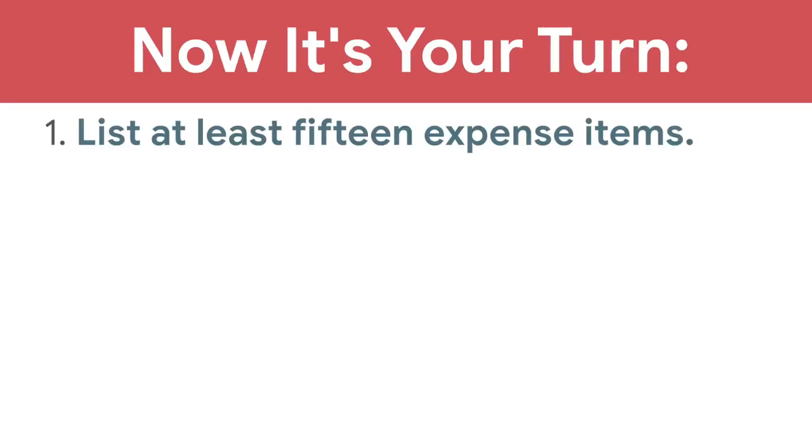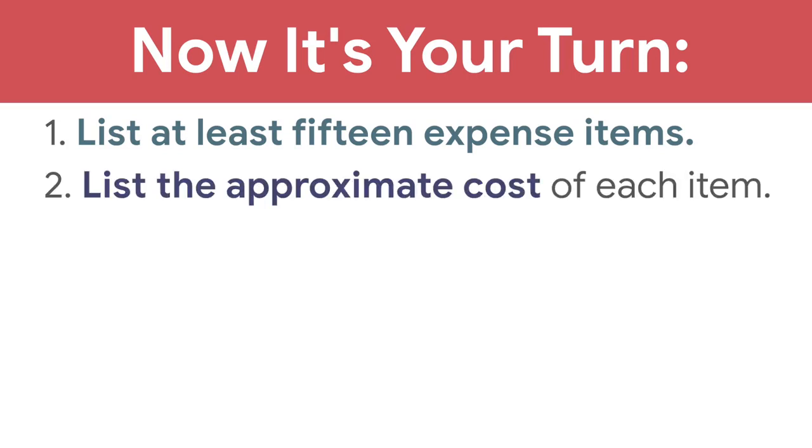Nice work! Now that you've listed your expenses and their cost, move on to the next video to list categories and determine the frequency of each expense's occurrence. Now it's your turn. List at least 15 expense items and list the approximate cost of each item.